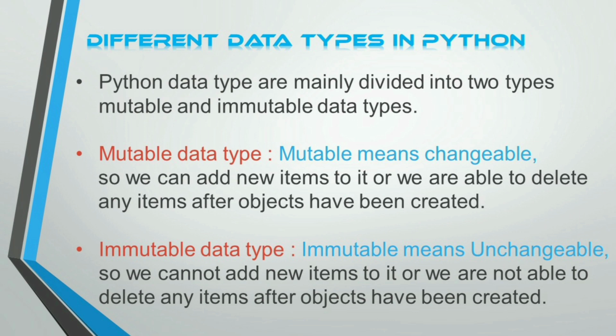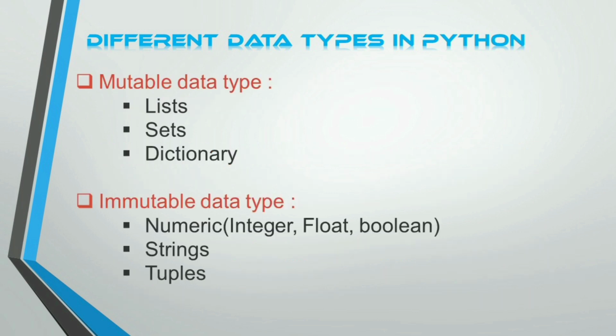Immutable means unchangeable. So we cannot add new items to it, or we are not able to delete any items after objects have been created. Mutable data types are list, set, and dictionary, whereas immutable data types are numeric, string, and tuples.